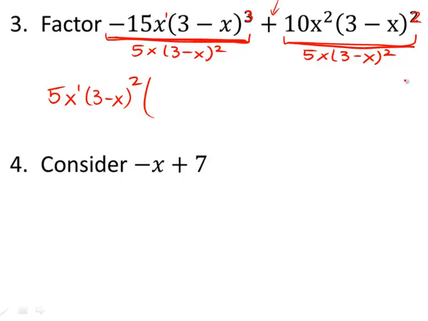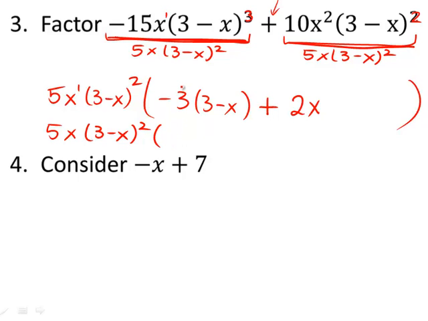And see what's left. In our first term, negative 15 over 5 is negative 3. X over x is gone, it simplifies to 1. And we have 1 left of the 3 minus x. Plus 10 over 5 is 2. X to the 2 over x is x. And these both cancel out. Let's just clean up this last bit here.